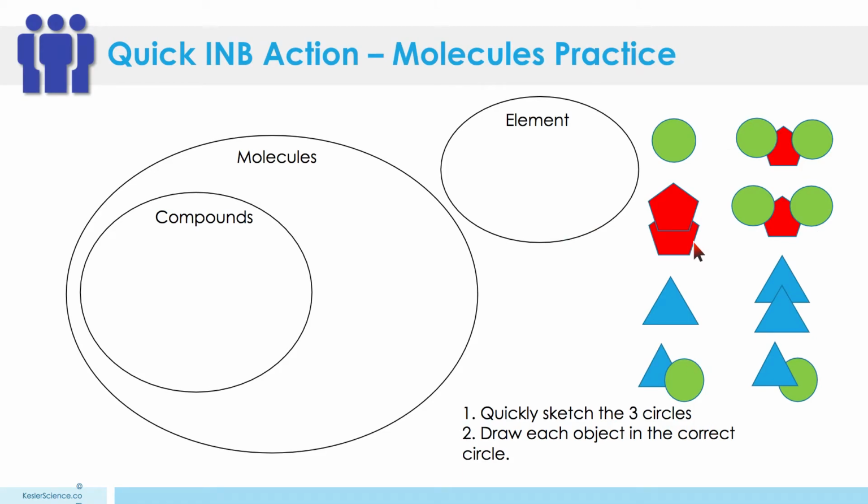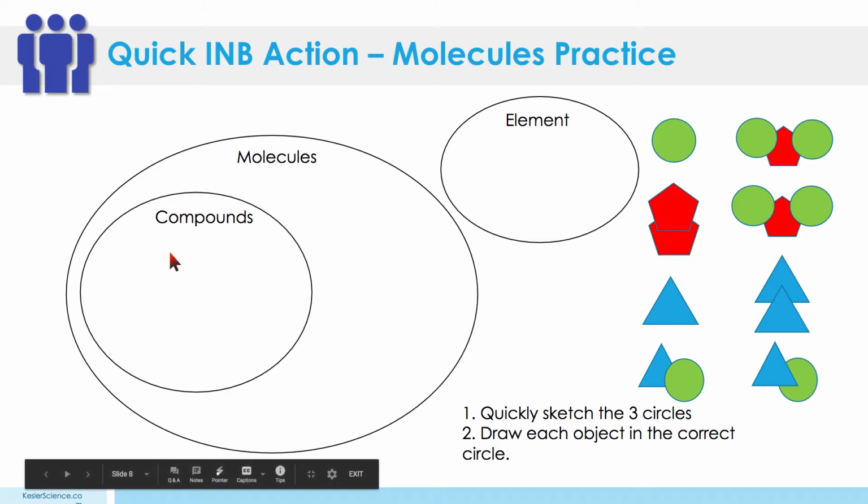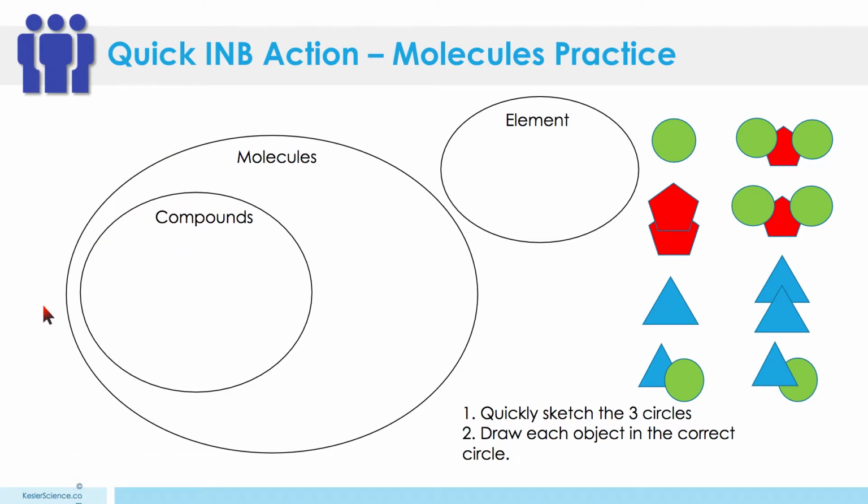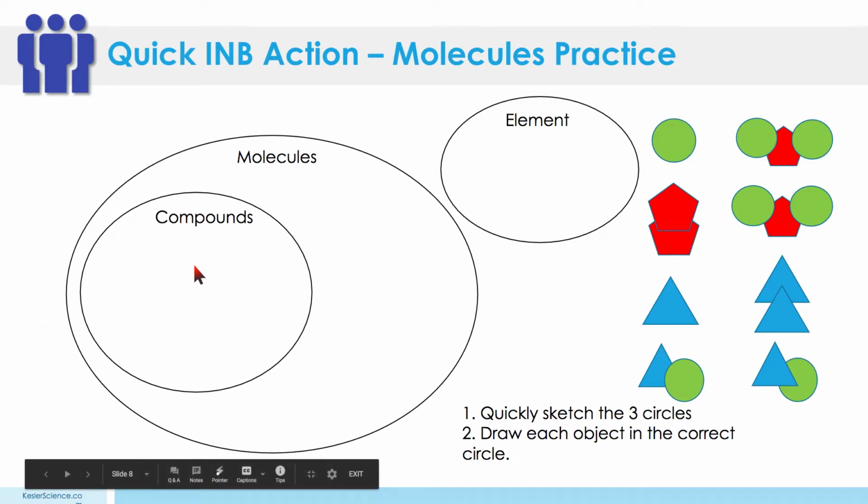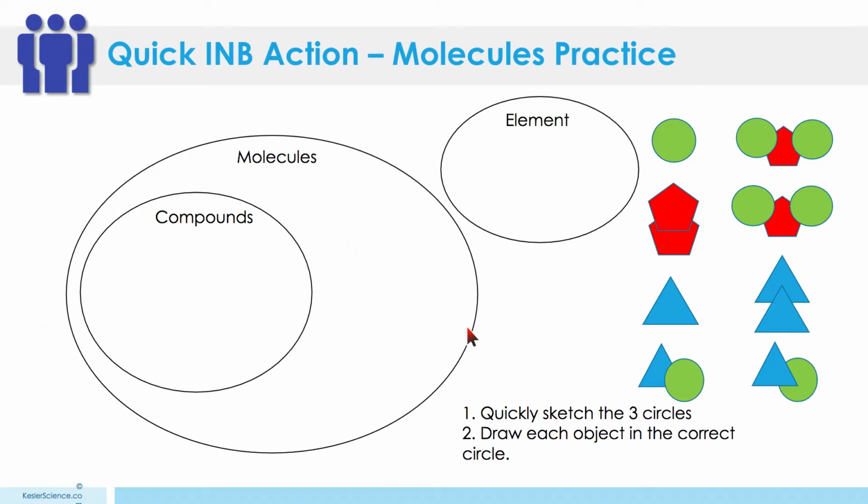And this is just another graphical representation. Elements are what they are, all on the periodic table. A molecule is going to be 2 or more atoms. Not all molecules are compounds, but in this diagram you can see that all compounds qualify as molecules. That's why this circle is inside the molecule circle. Just another way to look at it.